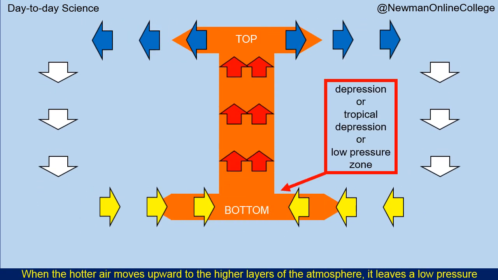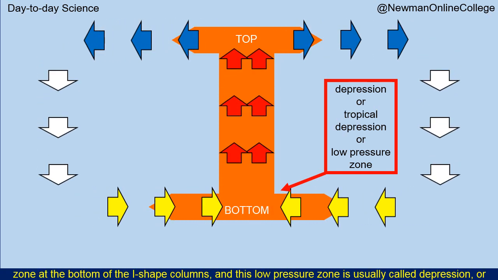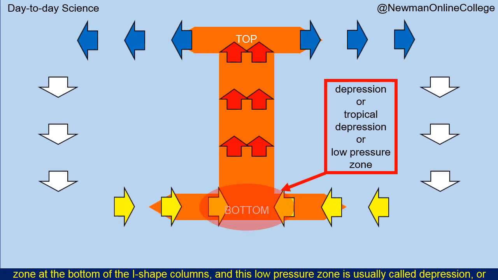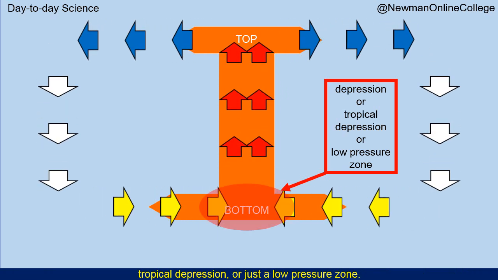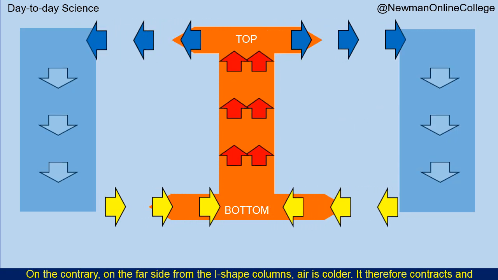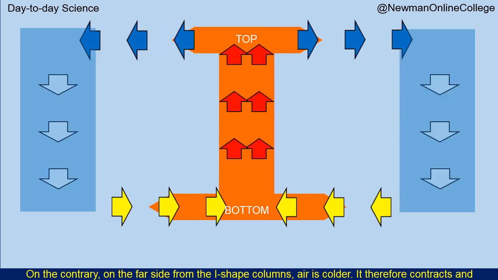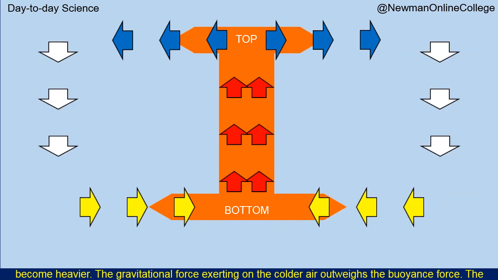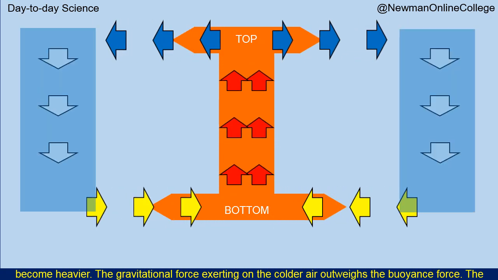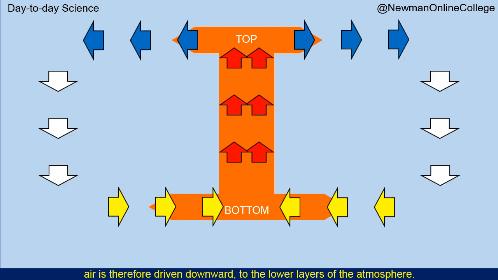When the hotter air moves upward to the higher layers of the atmosphere, it leaves a low-pressure zone at the bottom of the eye-shaped columns, and this low-pressure zone is usually called depression, or tropical depression, or just a low-pressure zone. On the contrary, on the far side from the eye-shaped columns, air is colder. It therefore contracts and becomes heavier. The gravitational force exerting on the colder air outweighs the buoyancy force.